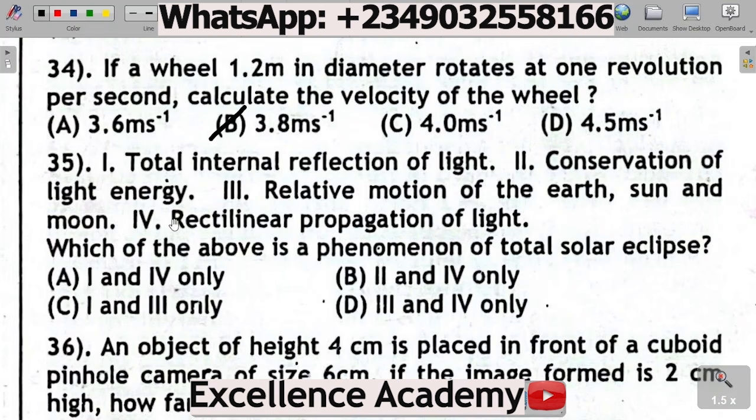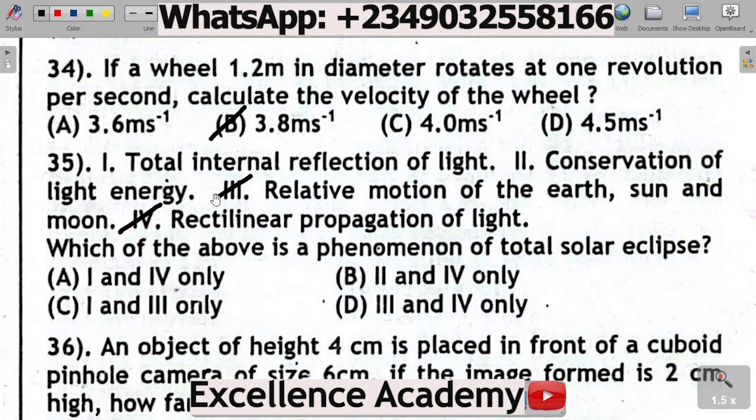Now, for this question, you want to note that a solar eclipse is due to the relative motion of the Earth, Moon, and Sun, and principally, light travels only in a straight line. So if you compare what I've just said to the given options, you will see that 4 is correct, which is rectilinear propagation of light, meaning that light travels in a straight line. And of course, the next one there is 3, the relative motion of the Earth, Sun, and the Moon, because a solar eclipse, as I said earlier, is due to the relative motion of the Earth, Moon, and Sun.